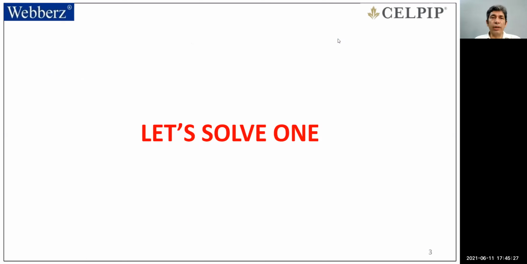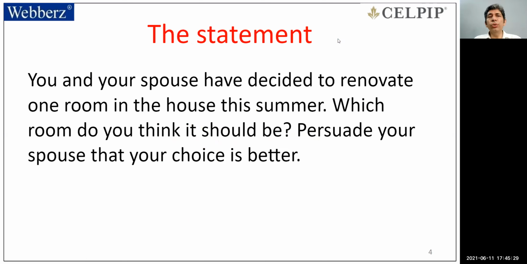Let's try and solve one. You and your spouse have decided to renovate one room in the house this summer. Which room do you think it should be? Persuade your spouse that your choice is better. So basically, you are speaking to your spouse, so the language has to be in an informal tone.